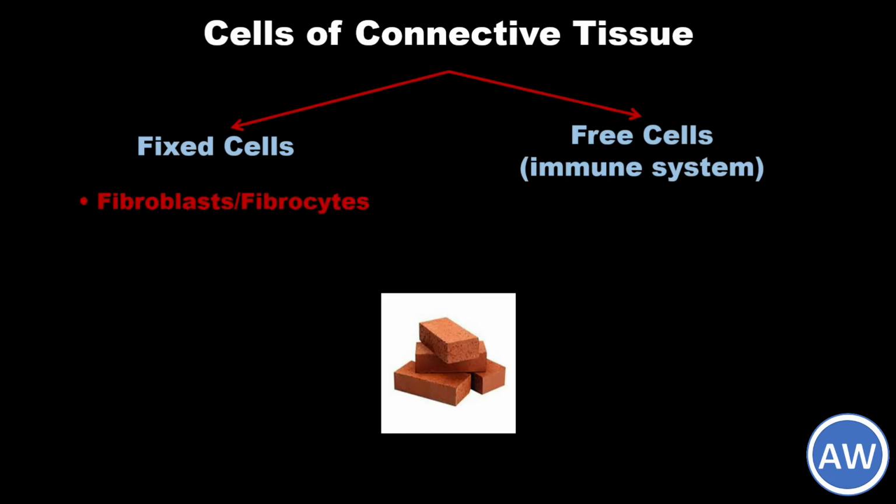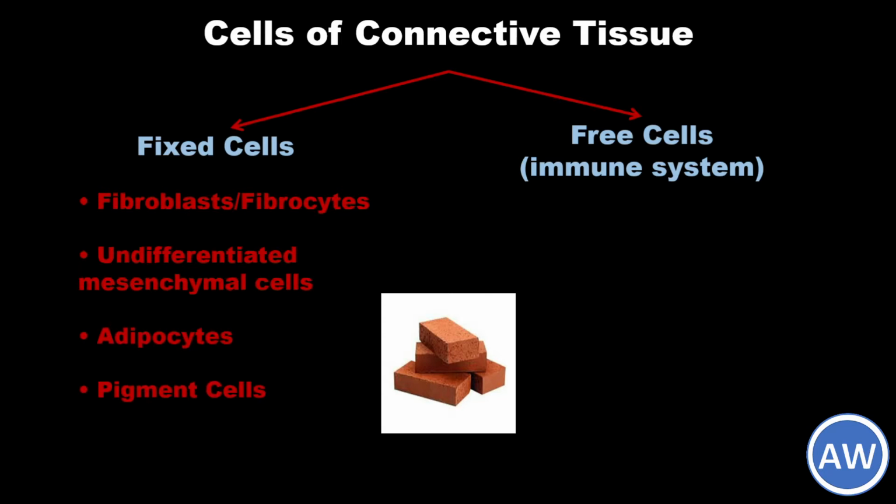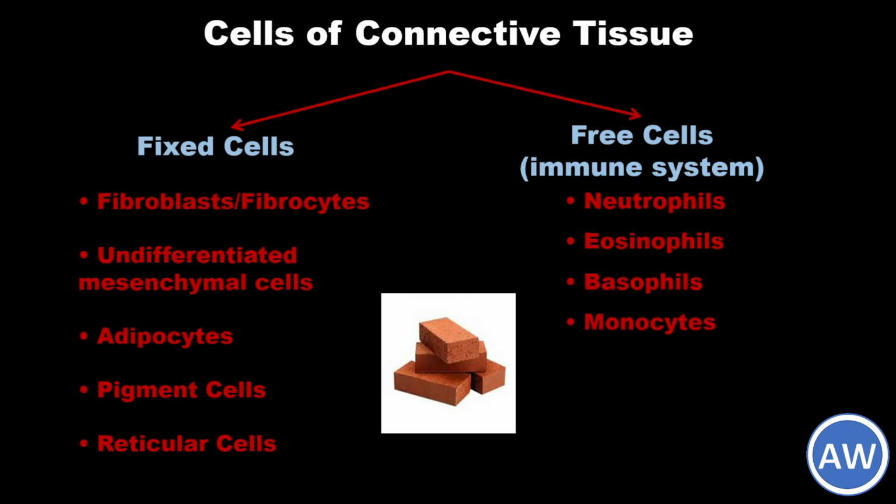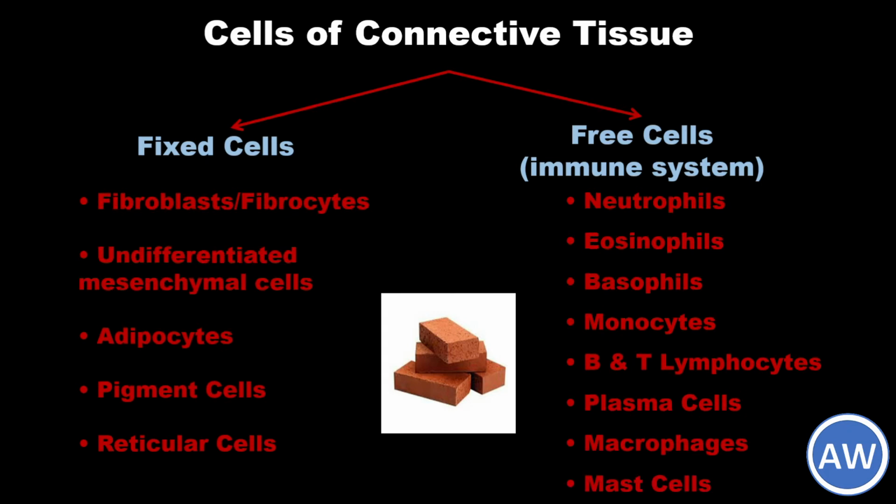The fibroblasts and the fibrocytes, undifferentiated mesenchymal cells, adipocytes, pigment cells, and reticular cells are the fixed cells of the connective tissue. The free cells that belong to the immune system but come secondarily to the connective tissue are the neutrophils, eosinophils, basophils, monocytes, B and T lymphocytes, plasma cells, macrophages, and mast cells.